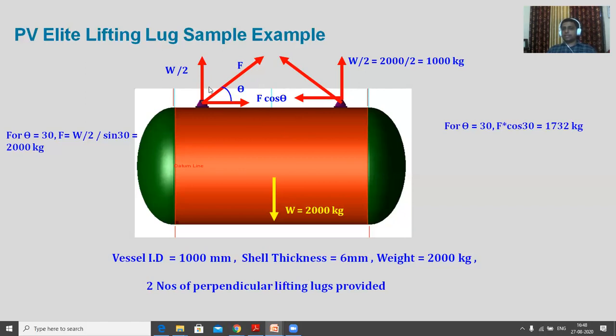As it is 30 degrees, less than 45, we can see that the value of horizontal force is more than the value of vertical force. Vertical is W by 2, which is 1000, and horizontal is F cos theta. F is 2000. 2000 into cos 30 will be 1732 kg. So 1732 will be the horizontal reaction. These are the reactions which will be utilized in calculations in the future.